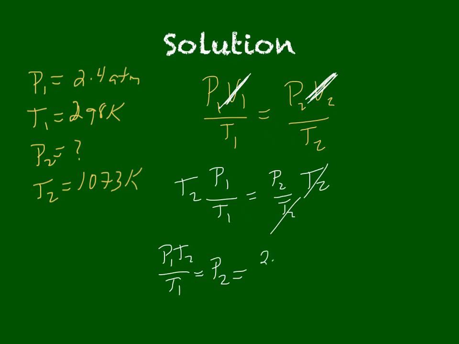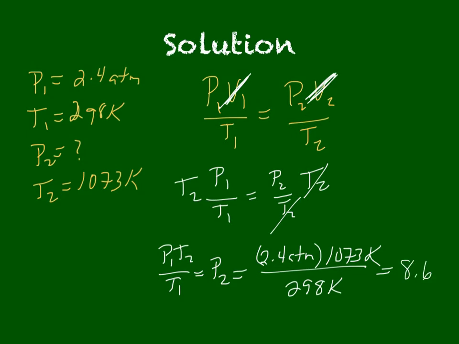I got 2.4 atmospheres times my T2, which is 1073 Kelvin, divided by 298 Kelvin. That's my T1. And I see that the pressure is 8.6 atmospheres. I more than doubled my temperature in Kelvin, therefore I should have more than doubled my pressure, and in fact I did. I actually tripled my pressure, almost.